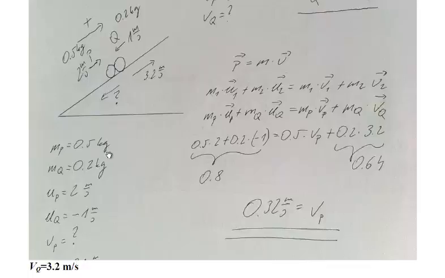We should substitute these data, and after calculation we get that the velocity of P is 0.32 meters per second. It's a positive value, so the direction of motion of P is up.